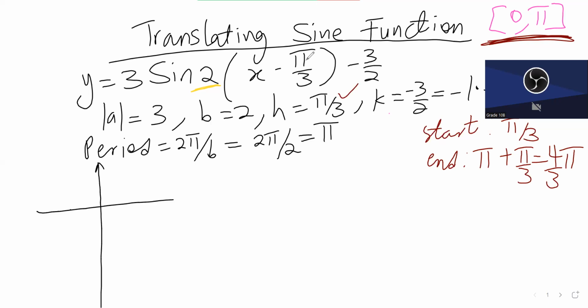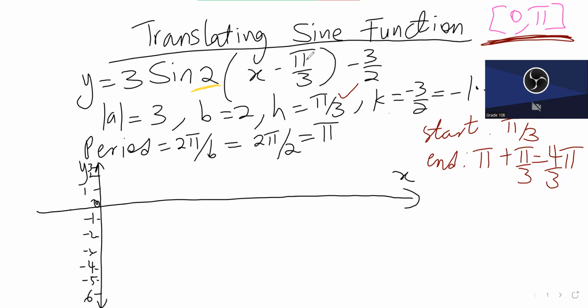Let's take this. On the x-axis, y-axis is 0, 1, 2, and let's say 3. Negative 1, negative 2, negative 3, negative 4, negative 5, negative 6 on the y-axis. Now, remember that the graph is not starting from 0, so we can just do this to show that we have a missing point on the x-axis. We're starting from pi over 3.